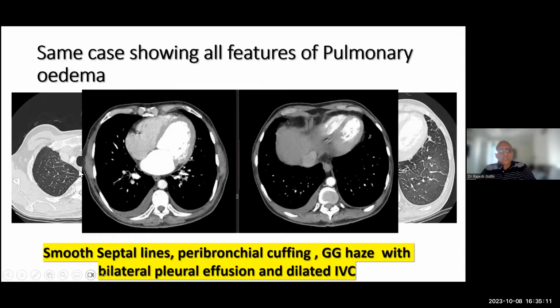So you will see smooth septal thickening, you will see cardiomegaly, you will see a dilated IVC, and you will see thickening of the bronchial walls. So you got all the findings, and with bilateral pleural effusion. So you got all the findings over here of cardiac-related pulmonary edema in this particular patient. So your CT scan will give you all the information that you need. You just have to look at them more carefully and you can make a diagnosis of cardiac decompensation.